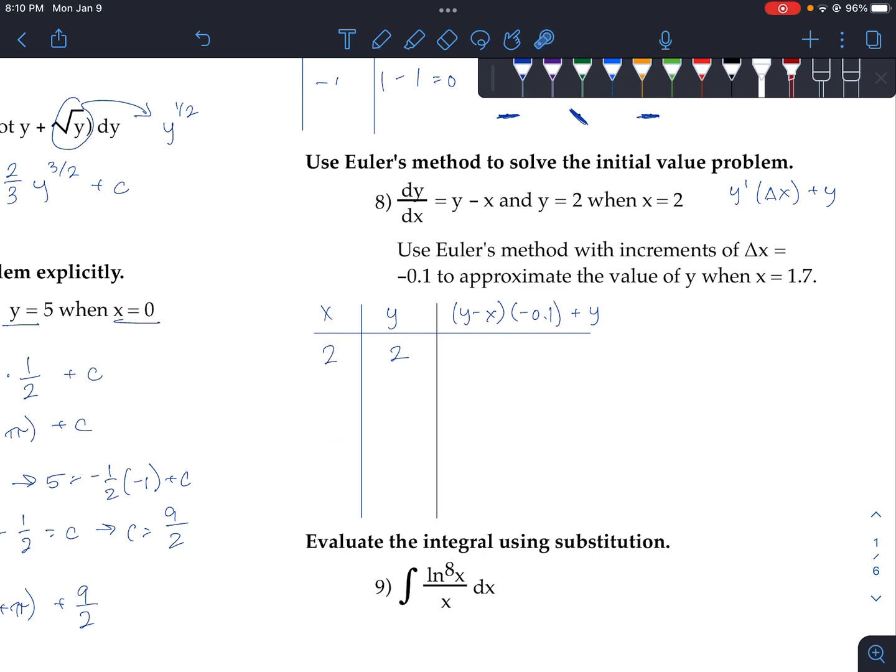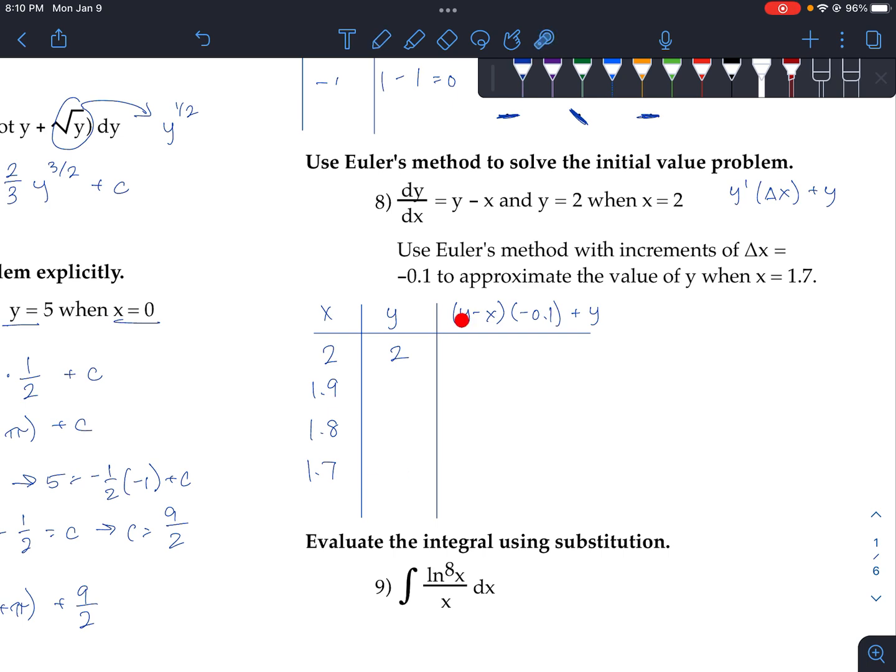So since x is starting with 2 and we're trying to approximate when x is equal to 1.7 with increments of negative 0.1, that means my next x value is going to be 1.9, then 1.8, then 1.7. Our goal is to find the value that we end up with right here, because that's the y value when x is 1.7. So we'll start here.